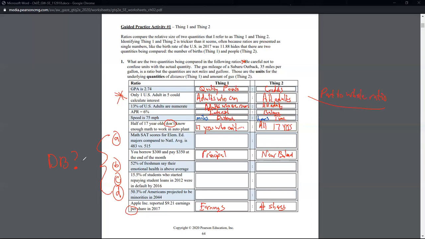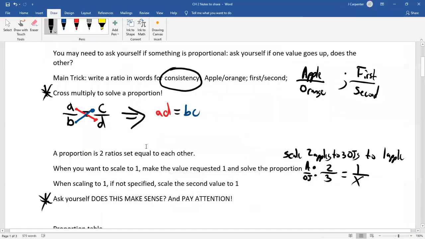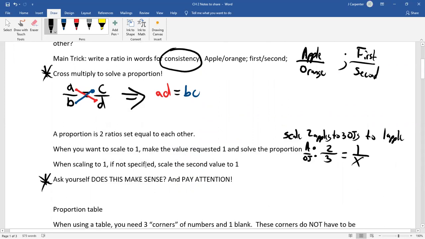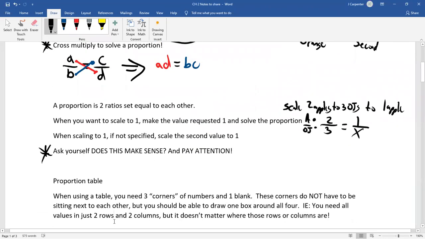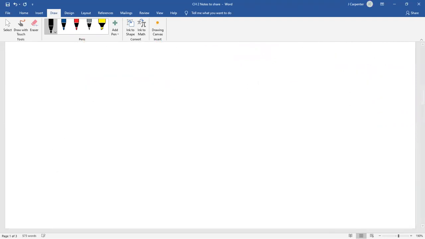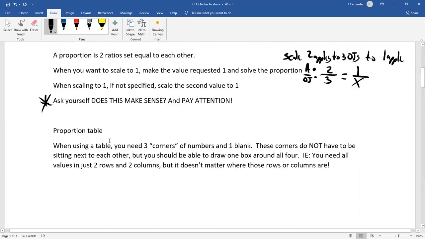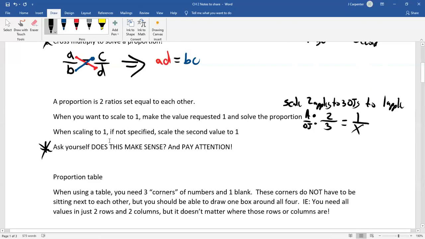And that's page 64. All right, so I need to clear the screen. Let's come off of this. There we go. Lots and lots of space. So what you're going to see a lot in this class is going to be a proportion table.